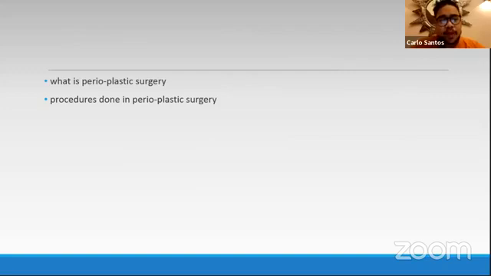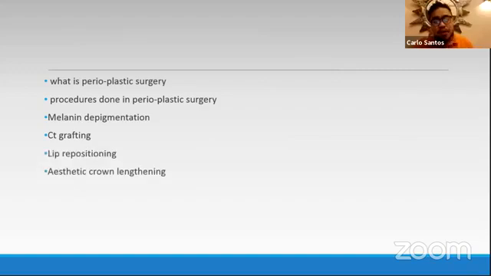in your practices. So we'll be discussing melanin depigmentation. You may be familiar with amalgam tattoos. It's different, but the procedure to remove or manage it is the same. We will also be discussing connective tissue grafting, a little about it. Periodontists do this, but it doesn't mean that us general practitioners cannot do this. We actually can. It's just a matter of practicing it. Of course, the highlight of the discussion is lip repositioning. This is addressing your gummy smile, and aesthetic crown lengthening.